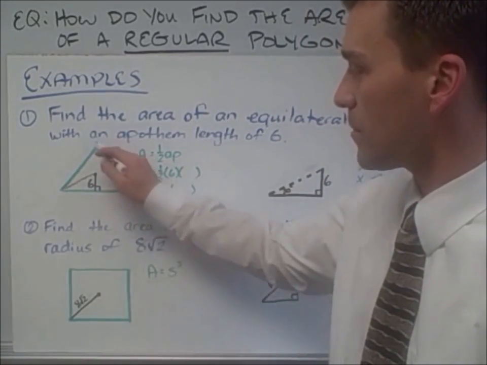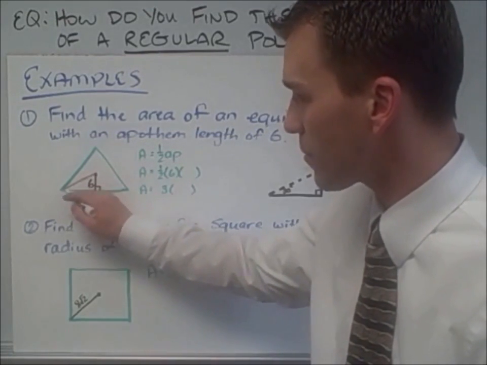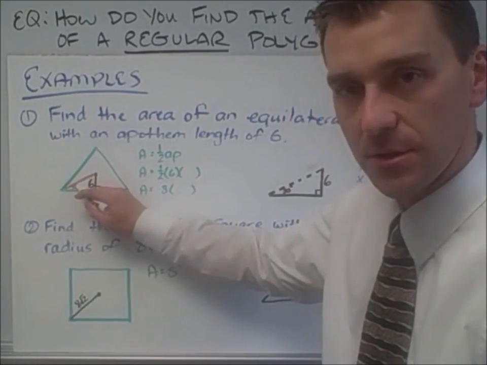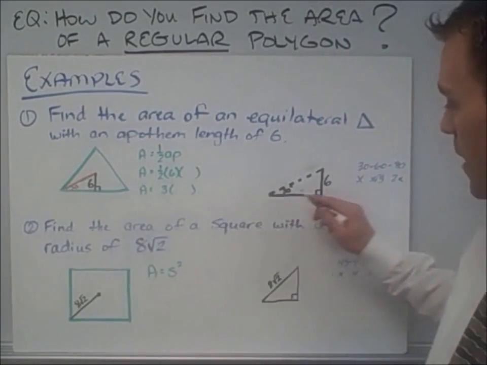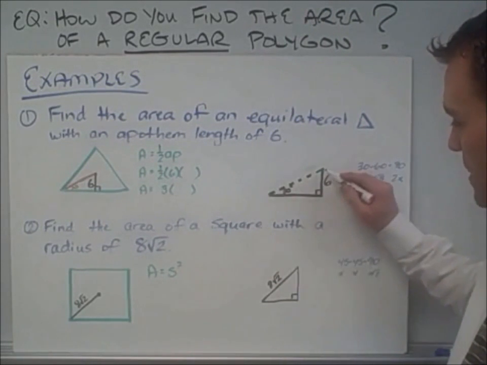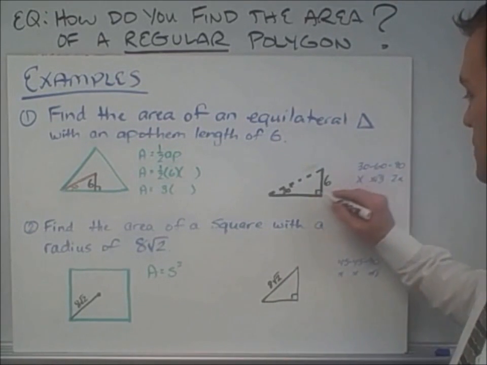Why is that important? Because remember, in an equilateral triangle, all the angles are 60. But we just learned that the radius bisects the angle, so that angle right there has to be 30 degrees. So if I pull over to the right, that's 30. This has to be 90, so we're looking at a 30, 60, 90 triangle. Oh, there we go, 30, 60, 90. So x is across from the 30.